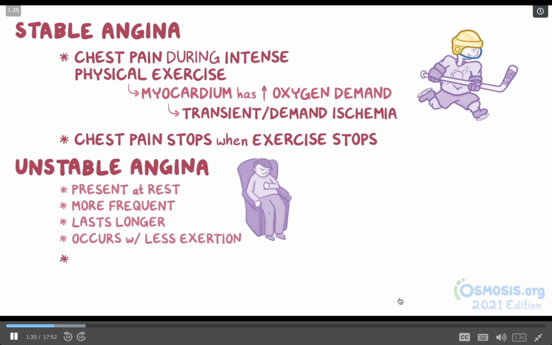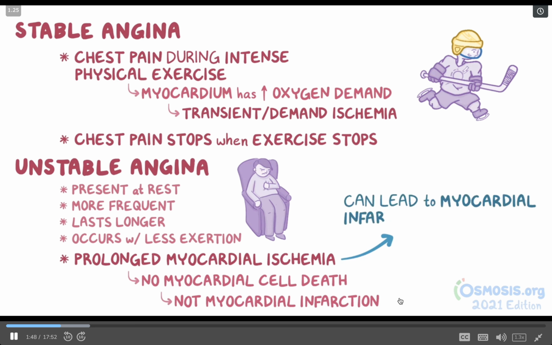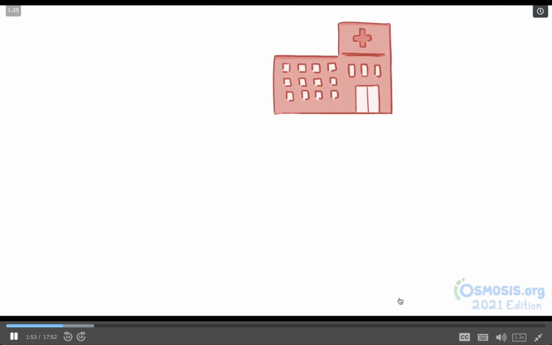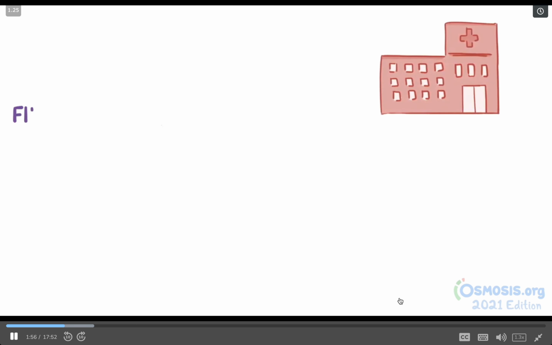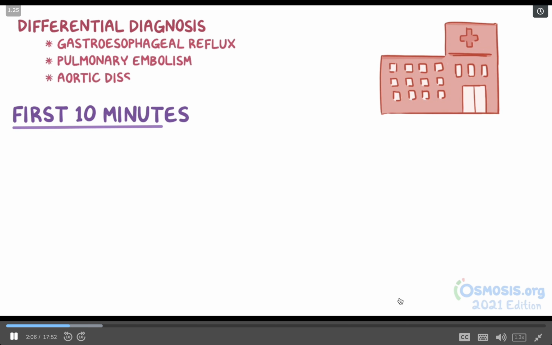In unstable angina, there's prolonged myocardial ischemia, but there's no myocardial cell death yet, so it's not a myocardial infarction. But if it's not taken care of promptly, the ischemia can get prolonged and can lead to myocardial infarction, which is life-threatening. When a patient comes into the ED with acute chest pain, a number of things have to be done within 10 minutes to confirm or exclude a myocardial ischemia. The differential diagnosis includes gastroesophageal reflux, pulmonary embolism, aortic dissection, a pneumonia, or a panic attack.